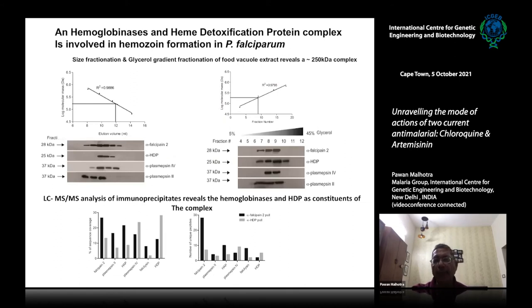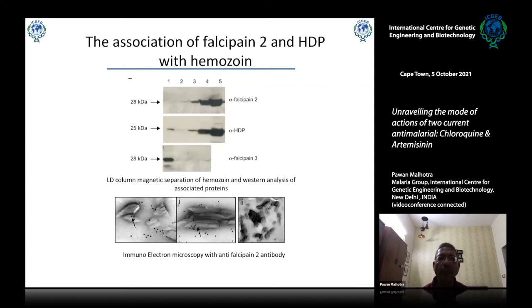So in 2013, we were able to show for the first time that there is a complex of hemoglobinases, by proteomics and LC-MS/MS analysis. We were able to show a complex of hemoglobinases along with an important protein called heme detoxification protein, which exists in the food vacuole. And this complex we could show by gel filtration and glycerol gradient, that this is around 250 kDa, consisting of 4 proteases and 1 hemoglobin detoxification protein called HDP.